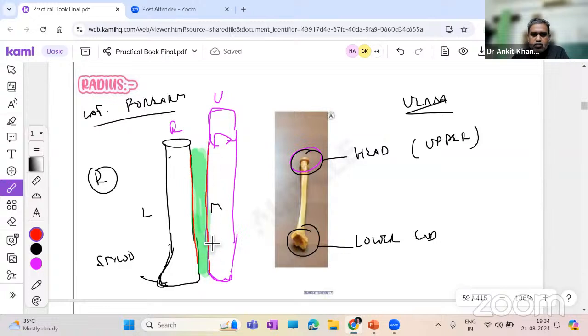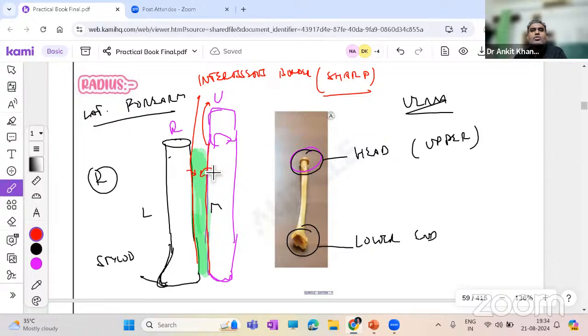So this border of radius and ulna, which I'm marking with the red lines, is known as the interosseous border. Why am I telling you this? Because the interosseous border on both the radius and ulna is sharp. If you start to identify the radius, you will say upper and lower end, fine. Then if you touch the shaft of the radius or ulna, the moment you feel a sharp border, that border is facing towards the other bone. That will help you in identifying the side of the bone, not the bone. Bone you already have identified, side of the bone.